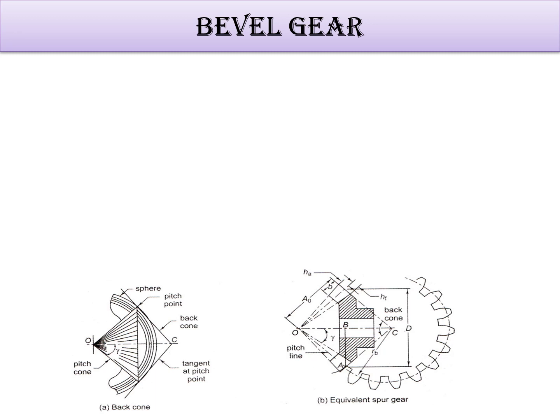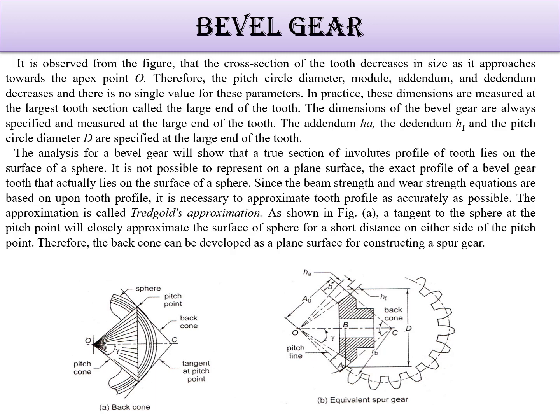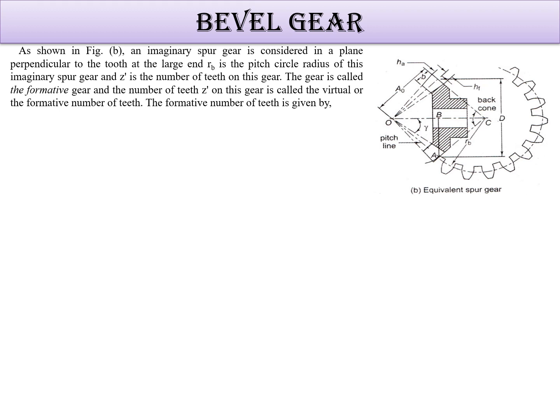These are the imaginary teeth, or you can say the virtual number of teeth, just like the helical gear. Based on these teeth, the beam strength and wear strength equations are generated, and that is known as the Tredgold's approximation. The tangent to the sphere generates a close approximate surface of the sphere, and that is the flat surface. How can we find it out? This is the figure which we have seen previously. Based on that, consider a spur gear having z dash as the number of teeth.